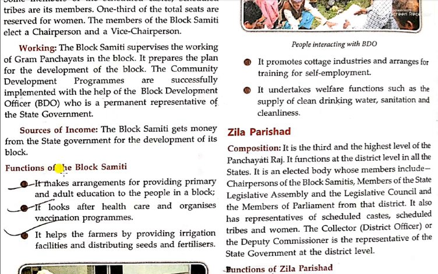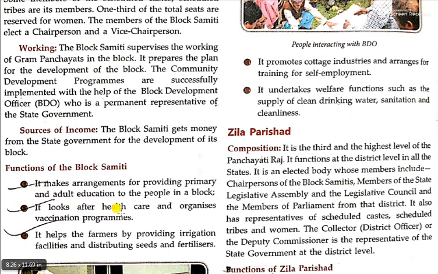Now, functions of the block samiti. It makes arrangements for providing primary and adult education to the people in a block. So it is a duty of the block samiti to ensure that everyone in the village, both children and adults, have access to education. So that is the first function.